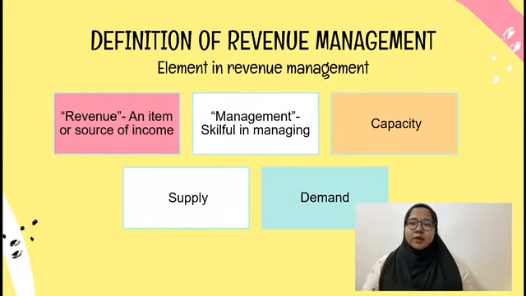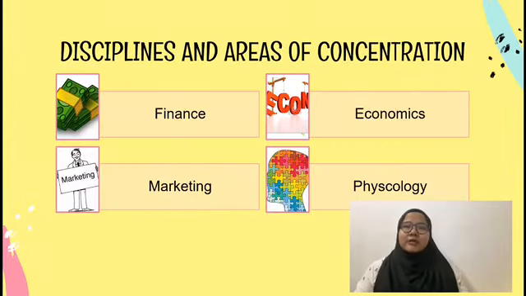Lastly is discipline and areas of concentration. First is finance. It is an important concept to understand the future and current value of money in our global monetary policies. Second is economics, which covers concepts including market segmentation, market forecasting, cost and also scarcity. And the third one is marketing, which includes the 4 P's in marketing, which are product, price, place and also promotions.